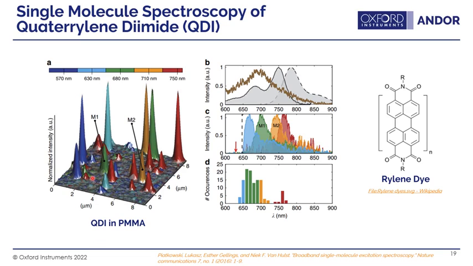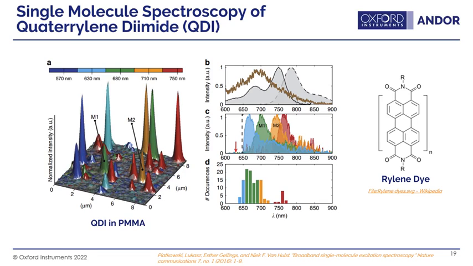What you see here on the left is the emission spectrum of several individual PDI molecules in this polymer matrix as a function of position, and the excitation wavelength was varied from 570 nanometers to 750 nanometers. The color of these peaks corresponds to the color that the molecule needed in order to make it fluoresce. So these molecules over here needed 570 nanometers to make them fluoresce. This molecule over here needed 750 nanometers to make it fluoresce.